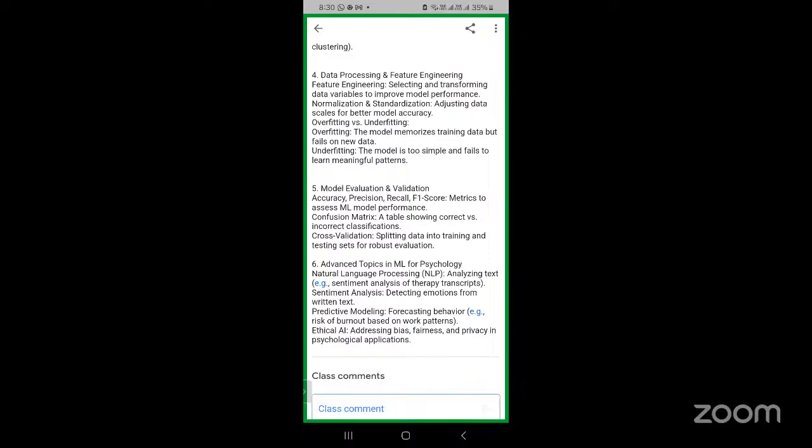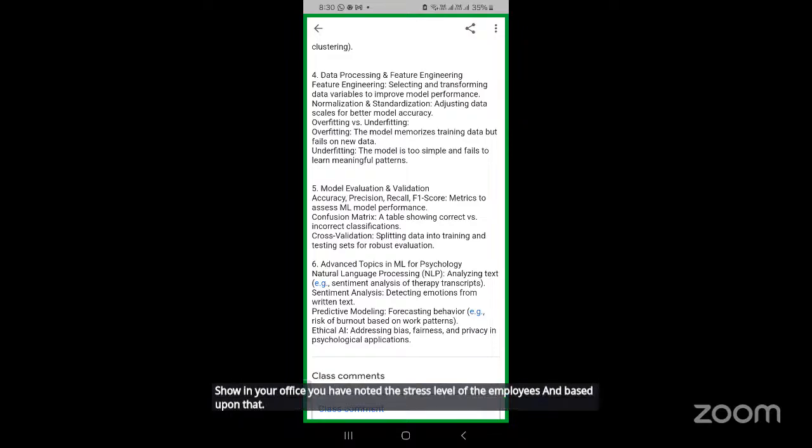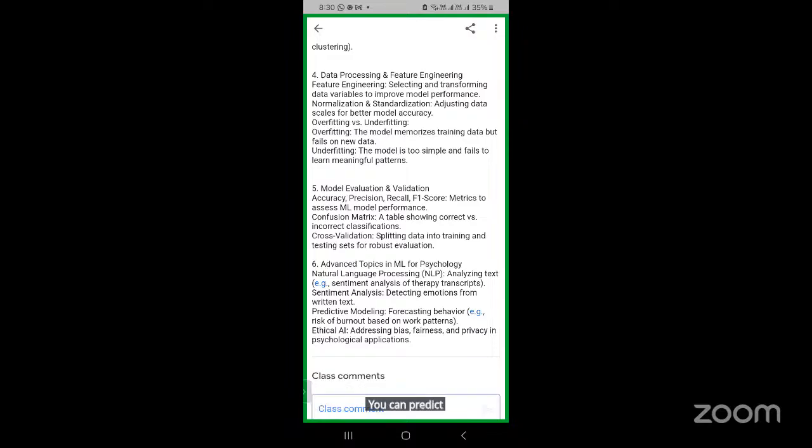Yeah, predictive modeling is related to the forecasting of behavior. So in your office, you have noted the stress level of the employees, and based upon that, you can predict what will be the productivity of the company.